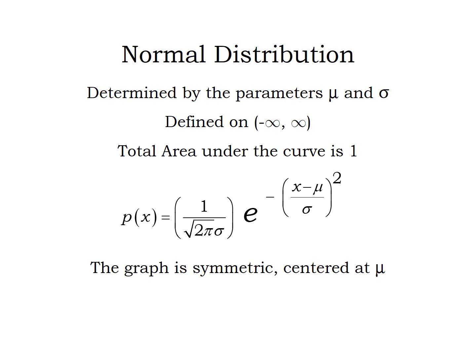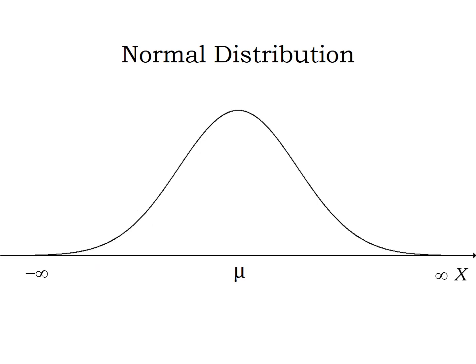And that's what you need to pay attention to, that the shape and the features we're going to have on our normal distribution graphs all come from this equation. So here's what the graph looks like. It's the bell curve, centered at mu.